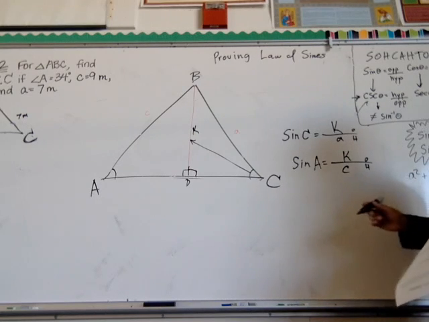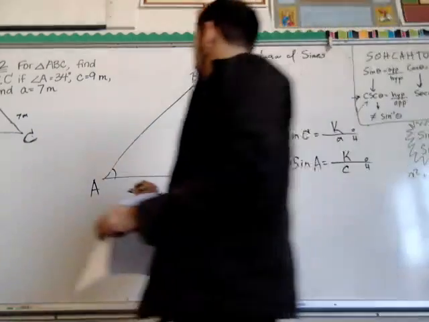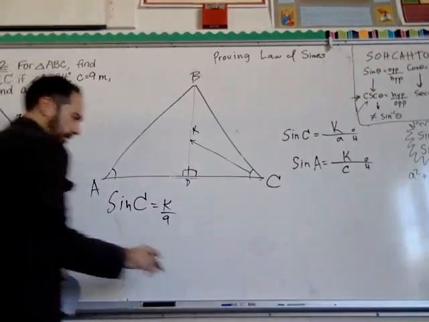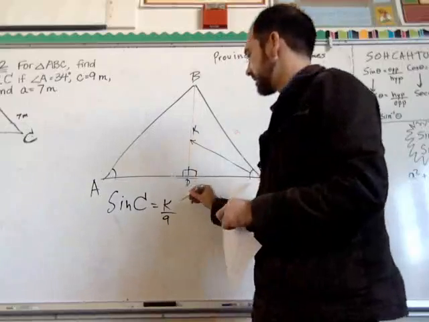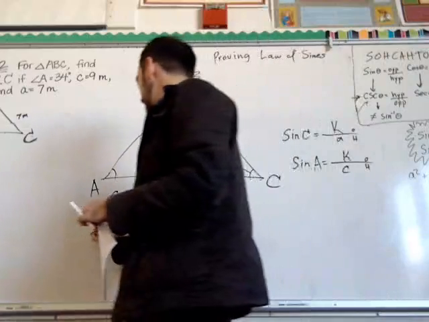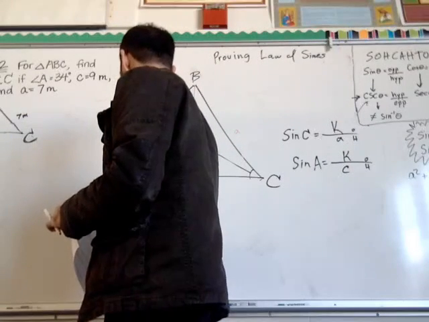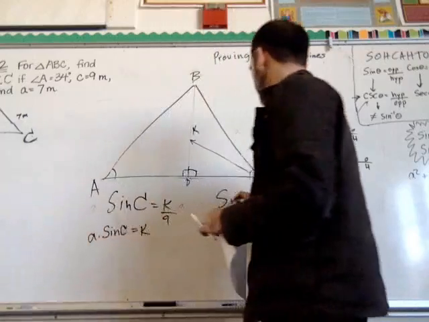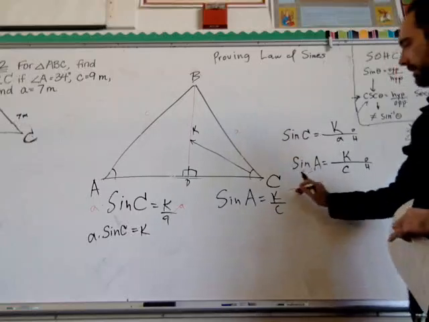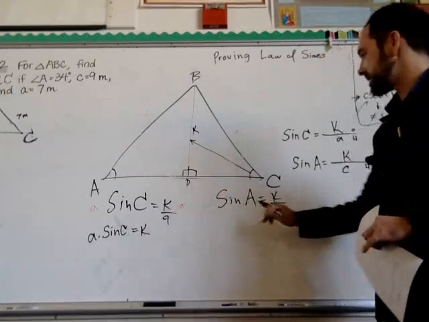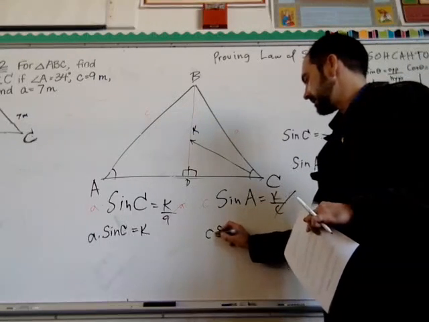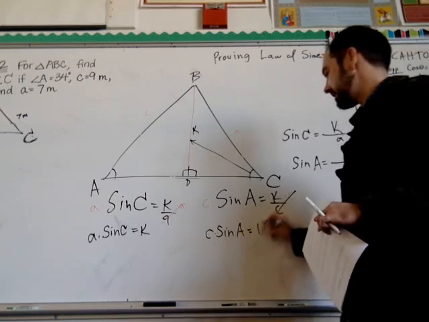So now what we have to do is solve for K for both of these. Let's say sine of C is equal to K over A. If I want to solve for K, all I need to do is multiply by A. That's going to cancel my A's, and then I get A times sine C is equal to K. Let's do the other side. Sine of A, right now it's K over C. So how about we multiply by C? Multiply both sides of the equation, you can do that. It does not change the values. There we go. C sine of A is equal to K.